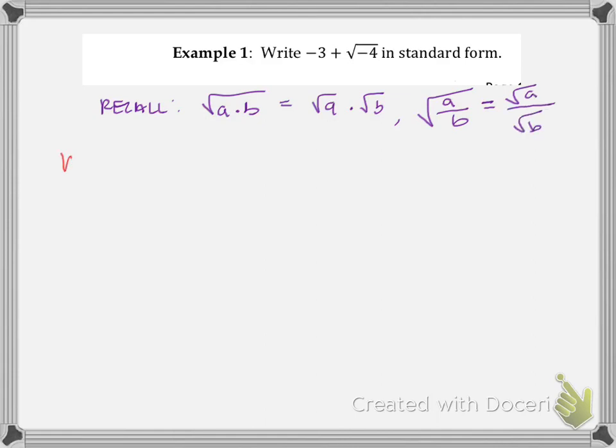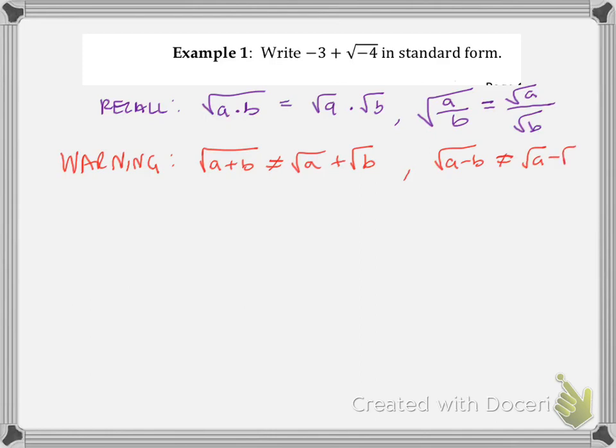Let me put this in red. Warning. Why did I say it like a police siren? Okay. Warning. The square root of a plus b does not equal the square root of a plus the square root of b. So be very careful. Also, the square root of a minus b does not equal the square root of a minus the square root of b, right? Those are not true statements. And when you're in doubt, just plug in a number to see if it would make sense or not.